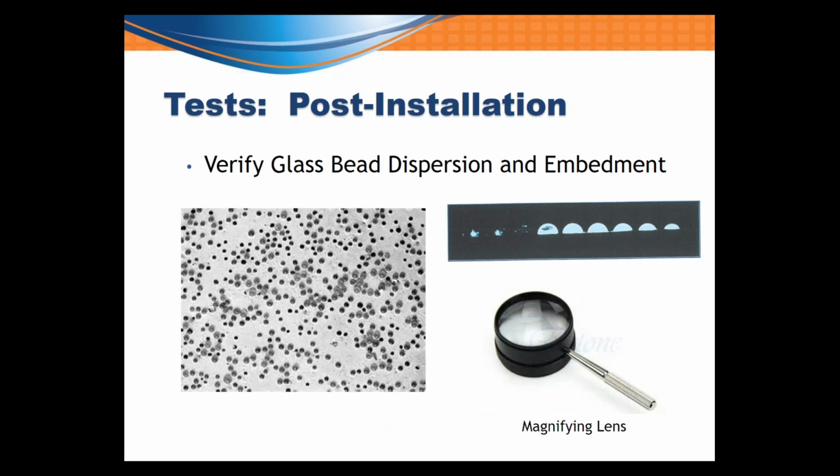Glass beads will provide an optimum retroreflectivity if they are properly embedded in the liquid marking material. To achieve optimum retroreflectivity, 50 to 60% of the bead diameter should be below the surface of the marking material. A magnifying lens can be used to examine the depth of bead embedment and bead dispersion.